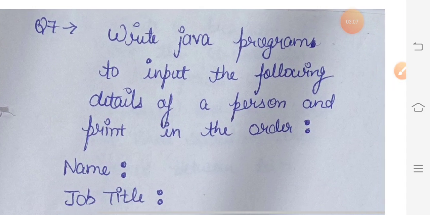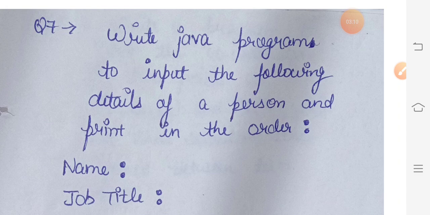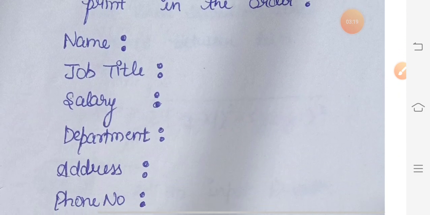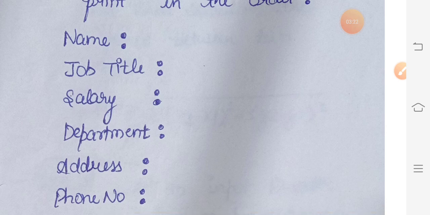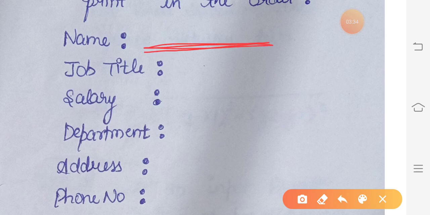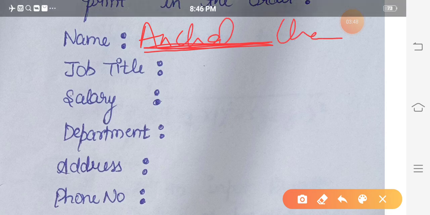Moving on to next, 7th question, write Java programs to input the following details of a person and print in the order. You have to write one program that will display the details of a particular person. Now what are the details? Here it is name, job title, salary, department, address and phone number. So in that program you will display the detail of a person. First is what? Name. So name means first name and last name, both you will display in a single line. For example, Aanchal Chauhan, right? So I will display in this way, Aanchal, then some space and then Chauhan, write it.